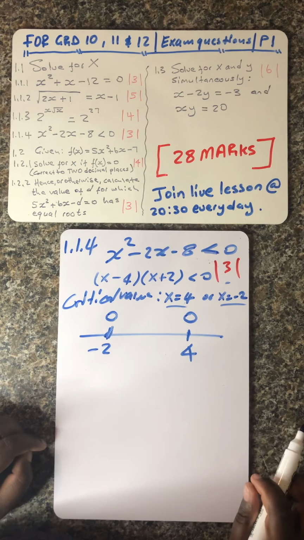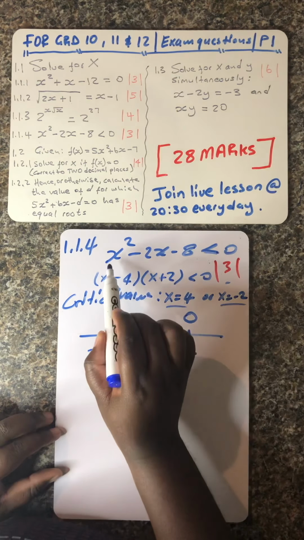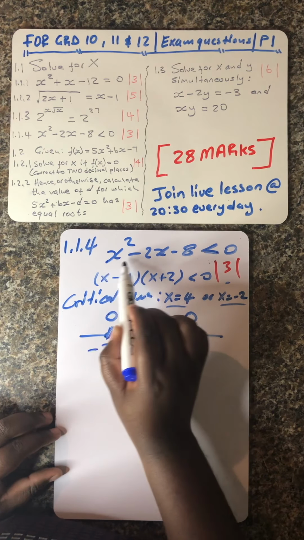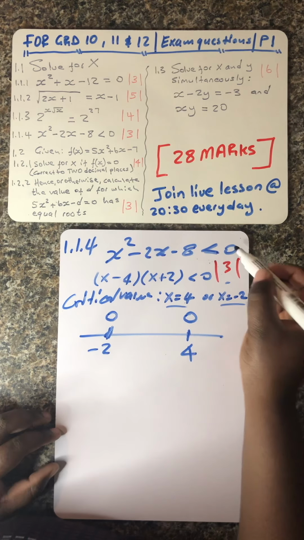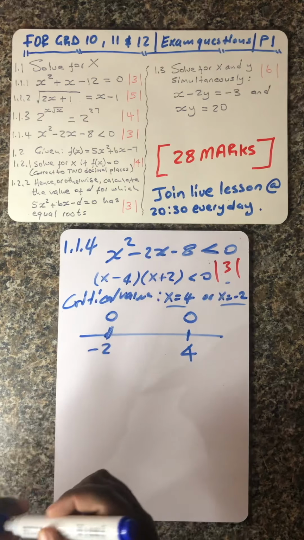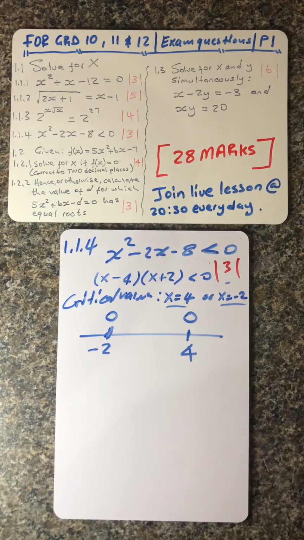Guys, this is where you need to use your calculator. So the question is, for which values of x will all of this be less than 0? We know a number which is less than 0 is a negative number. So guys, let's pull out our calculator and do this exercise.